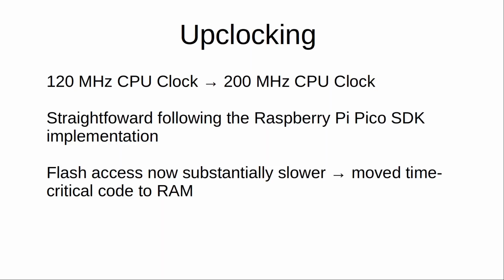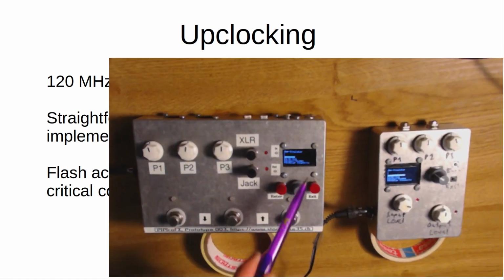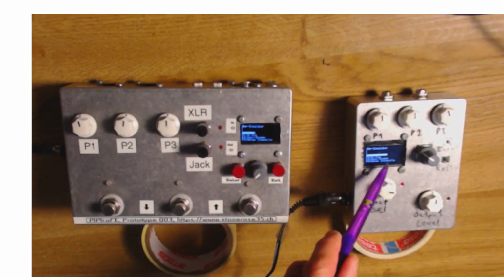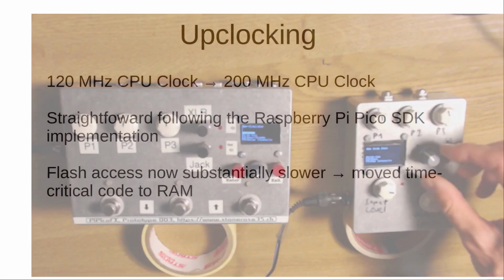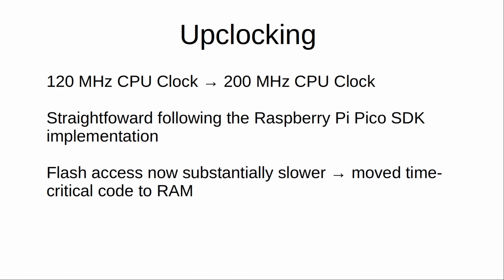Now for the first technical topic, upclocking. Since it is officially supported by the Raspberry Pi Pico SDK, I decided to also increase the clock rate from 120 MHz to 200 MHz. Since in this configuration the flash access is slower compared to the RAM, I also moved time-critical routines from flash to RAM. As seen here, the performance increase is considerable. This of course allows for much more complex effects.